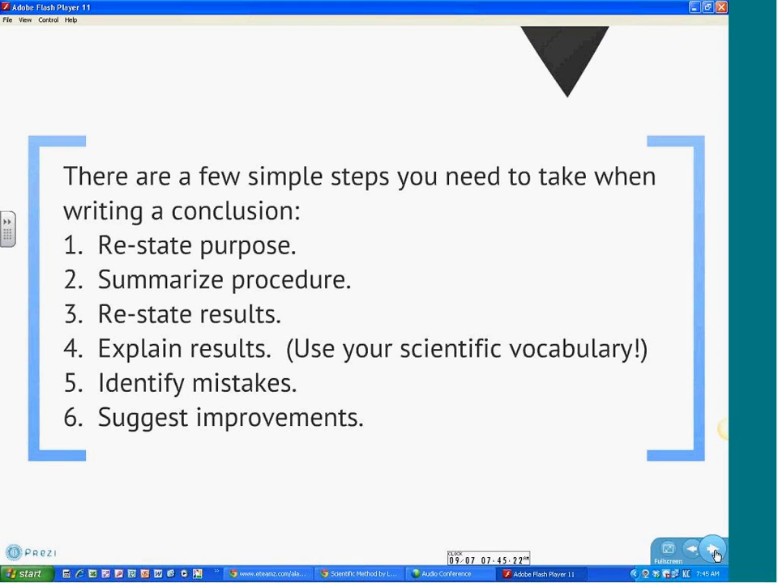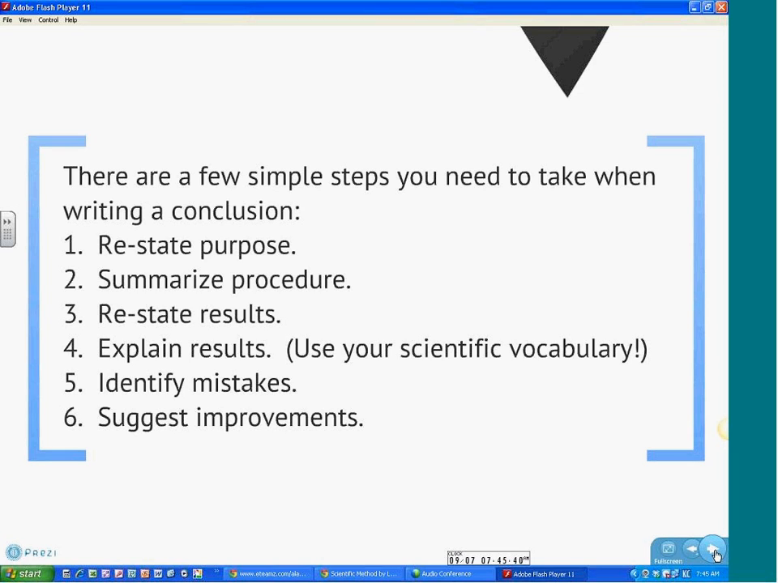And then I always like to see improvement. If I was to do this experiment again, here's what I would do differently to make my data better. Make suggestions to future researchers, and then also, hey, what new things did I learn from this? What new questions do I have? Because science is an ongoing process.